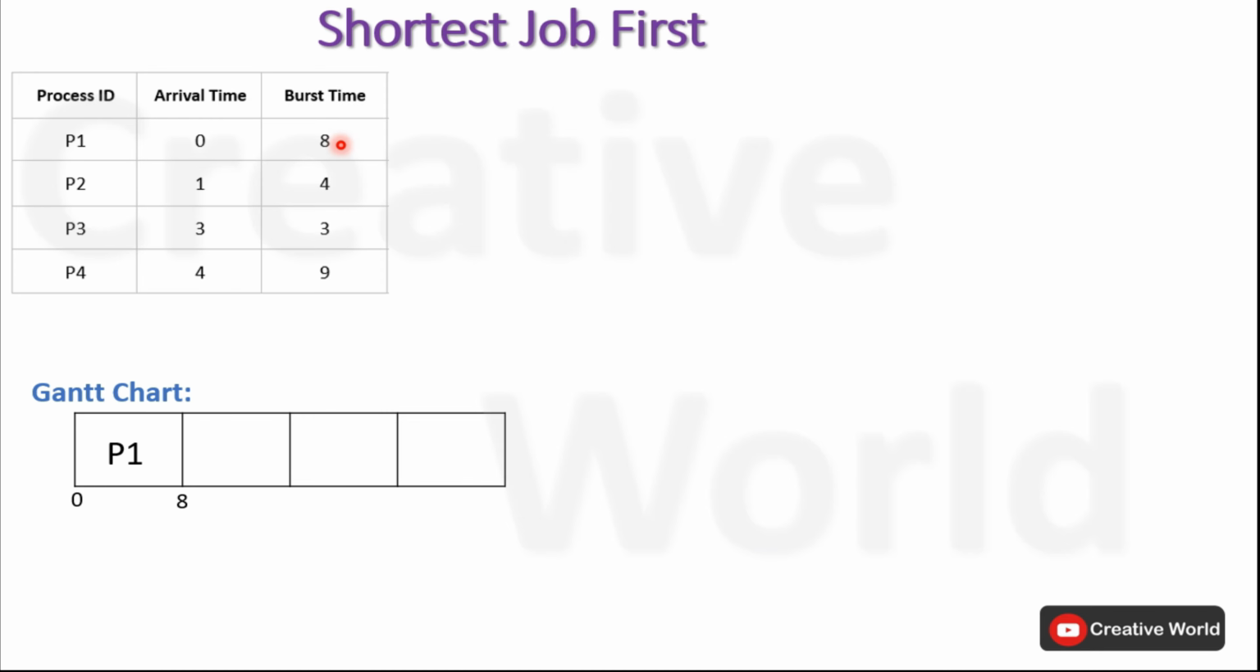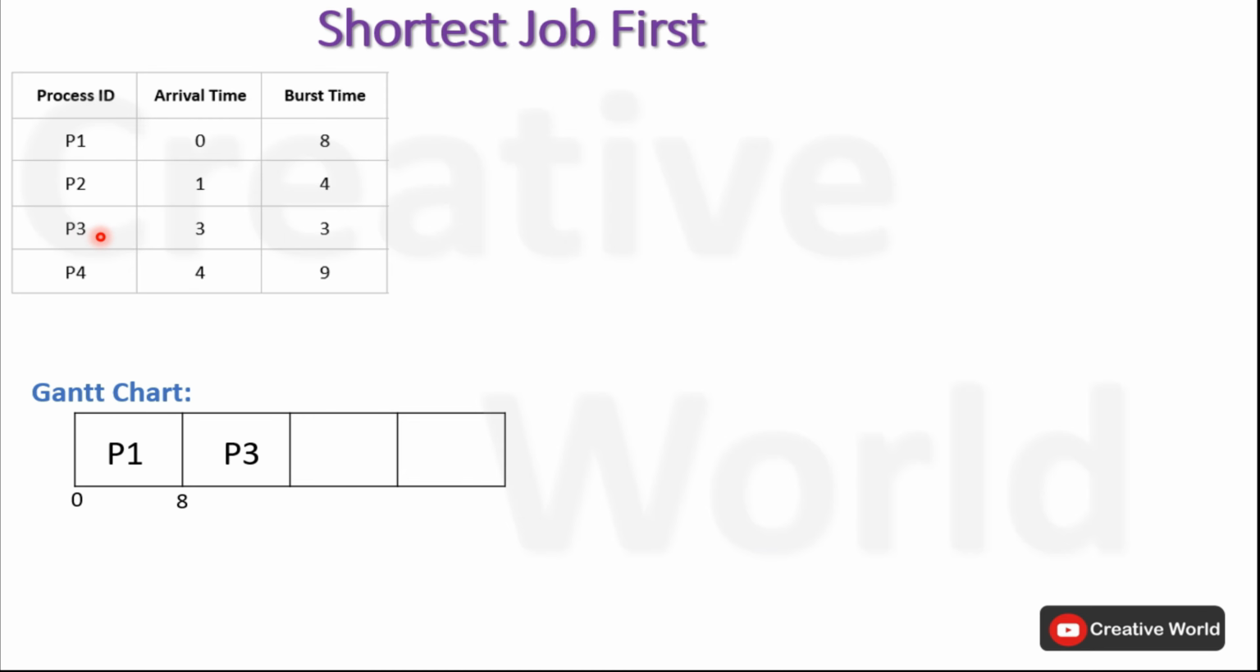Now the current time of CPU is 8, and during the execution of this process P1, all of the other processes have arrived in the queue, which arrived at time 1, 3 and 4 respectively. Now CPU will implement shortest job first topology. Out of these 4 arrived processes, the shortest job is process 3, which has a burst time of 3. So CPU will select this process first to execute.